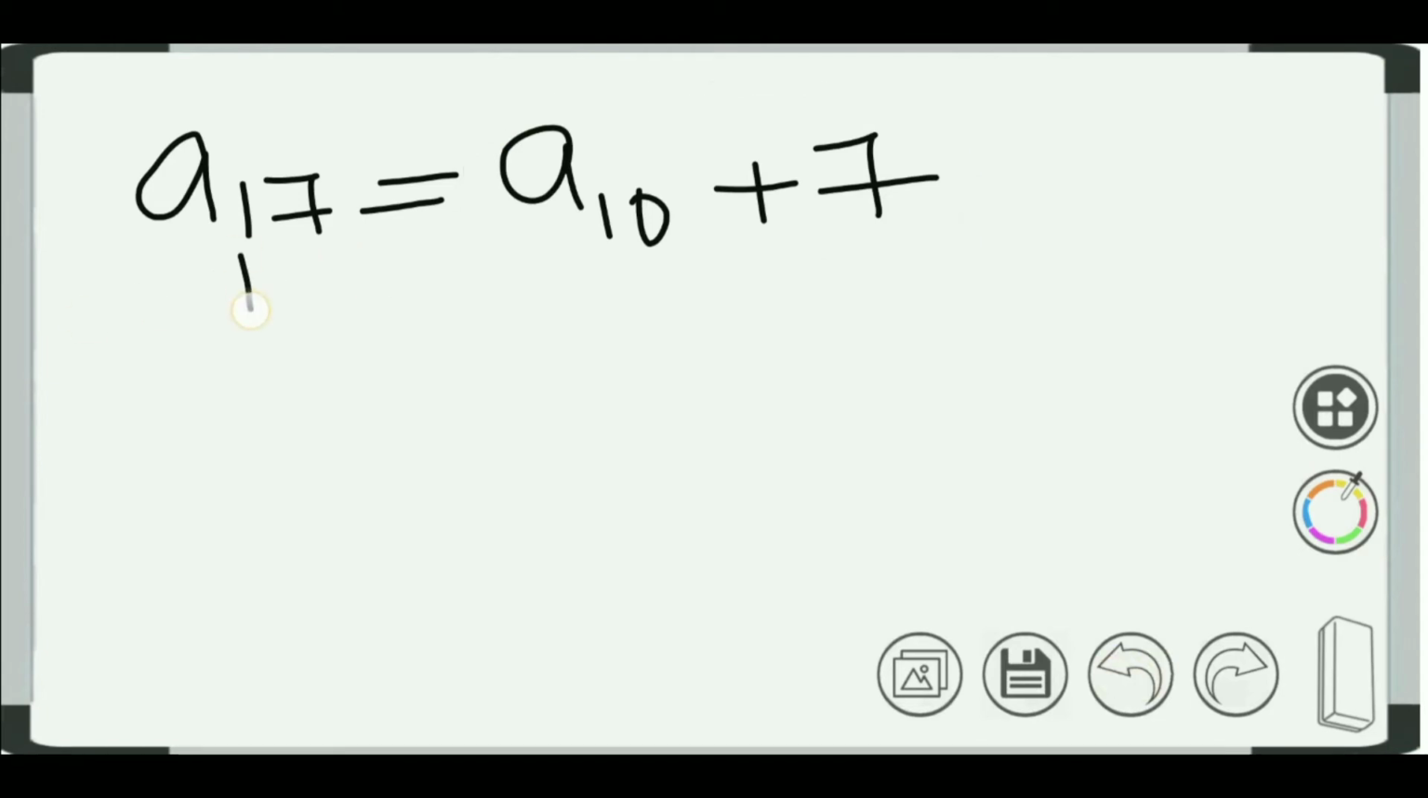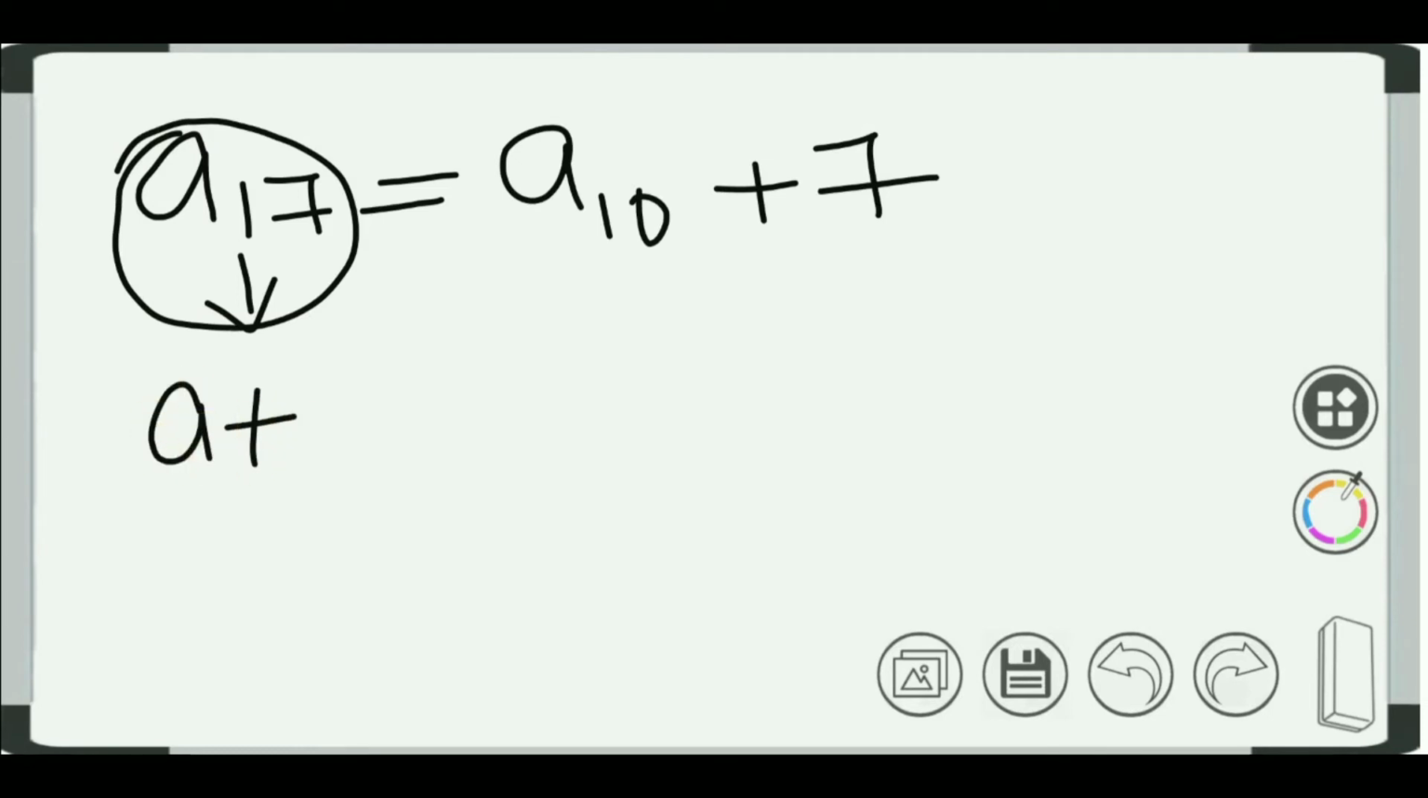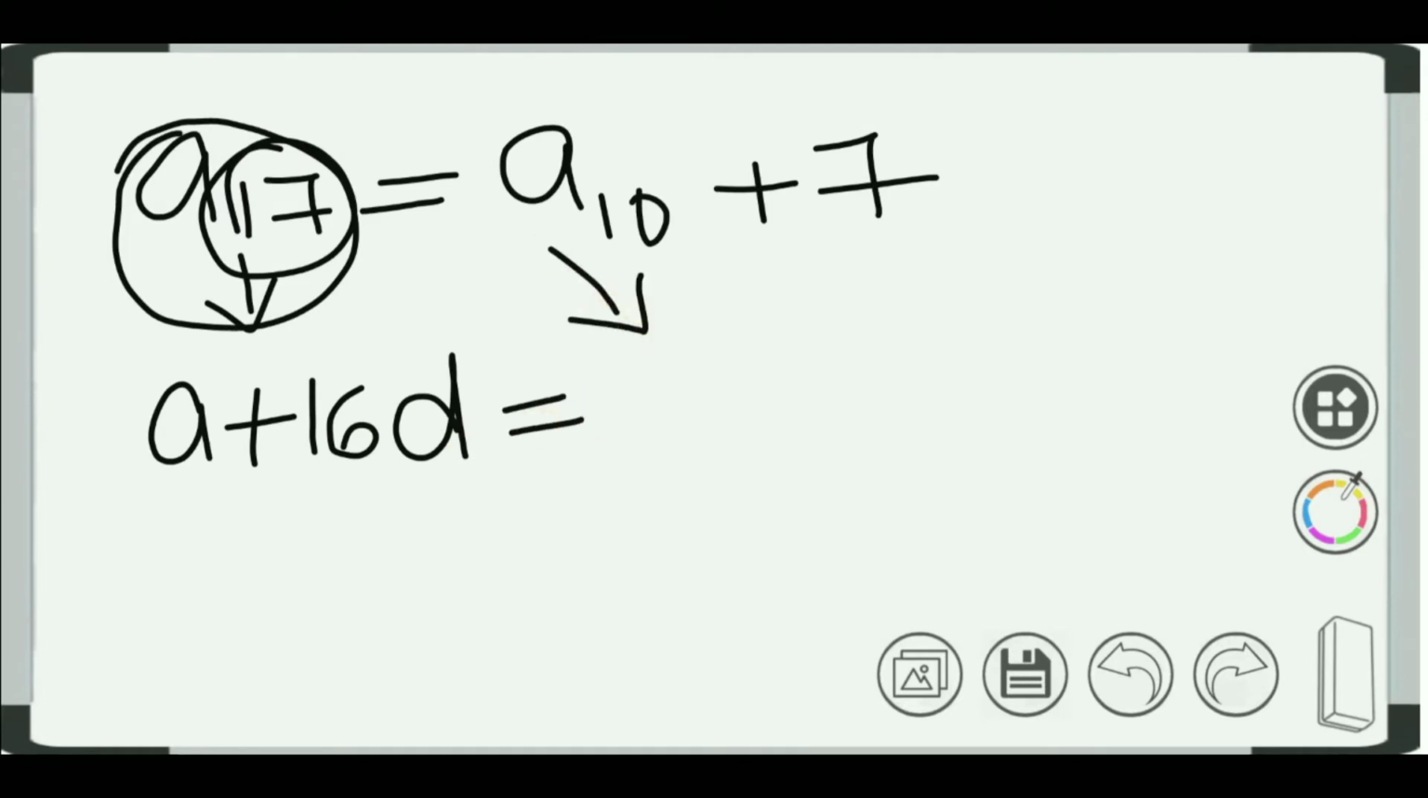Now you can write as a formula, a plus n minus 1 into d. So you can convert this a17 into which form? A plus n minus 1 into d. That is a plus n is what? 17. 17 minus 1, 16d equal to a10. Can you write like this? A plus n is 10, 10 minus 1, 9, 9d plus 7.